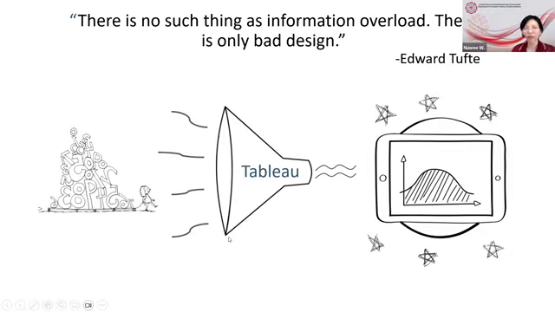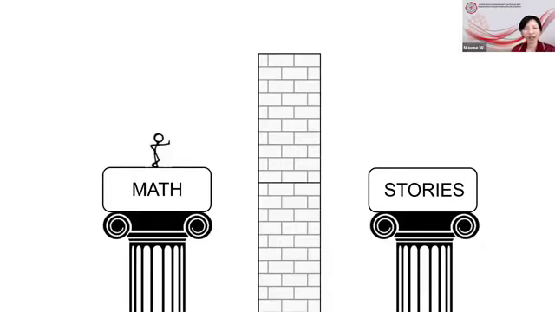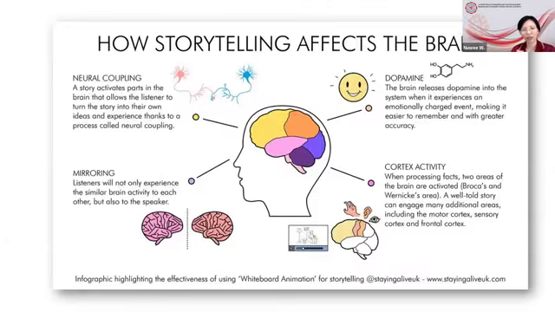So Edward Tufte, our guru, says that there's no such thing as information overload, actually there's only bad design. So how do you tell the story better? Someone says, okay, we often hear about left brain and right brain. Left brain is maybe the math brain, right brain is the creative brain, but actually the brain is more complicated than that. The scientific studies show that storytelling affects the brain.